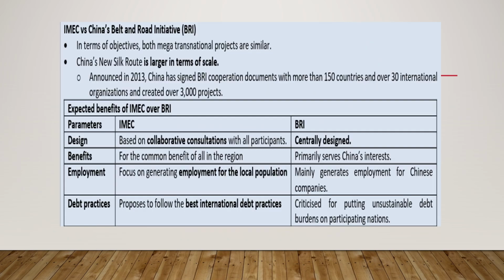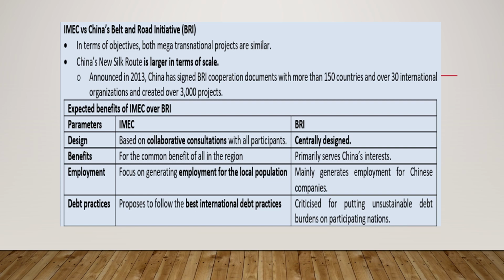Let us discuss IMEC in relation to China's Belt and Road Initiative. In terms of objective, both are mega transnational projects, and they are similar. China's Belt and Road Initiative is larger in terms of scale as compared to IMEC. It was announced in 2013. China has signed BRI cooperation documents with more than 150 countries and over 30 international organizations and created over 3,000 projects.